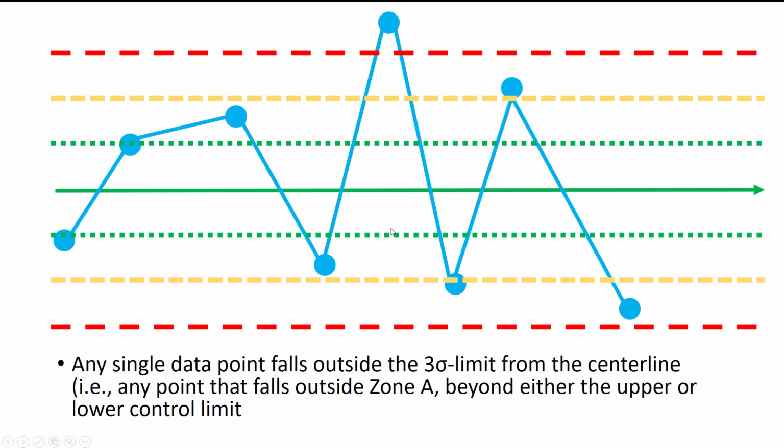So we have a few rules. These are called the Western Electric rules, and I'll provide a link to these as well. So any single data point that falls outside of the 3 sigma limit. So 99.7% of all parts should be within that plus or minus 3 standard deviation. But if we have any parts that are out, we look at that and we assume that that is special cause variation.